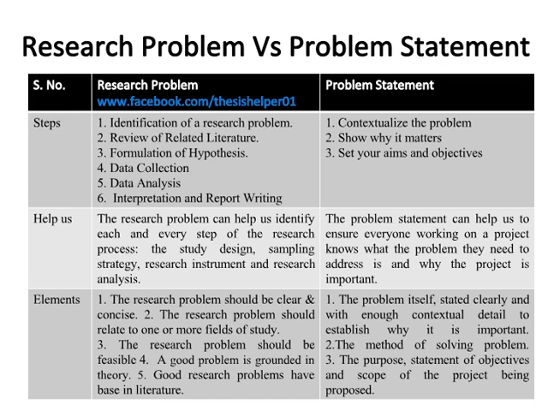The elements of problem statement are three. Number 1 is the problem itself, stated clearly and with enough contextual detail to establish why it is important. Number 2 is the method of solving the problem. Number 3 is the purpose, statement of objectives and scope of the project being proposed.